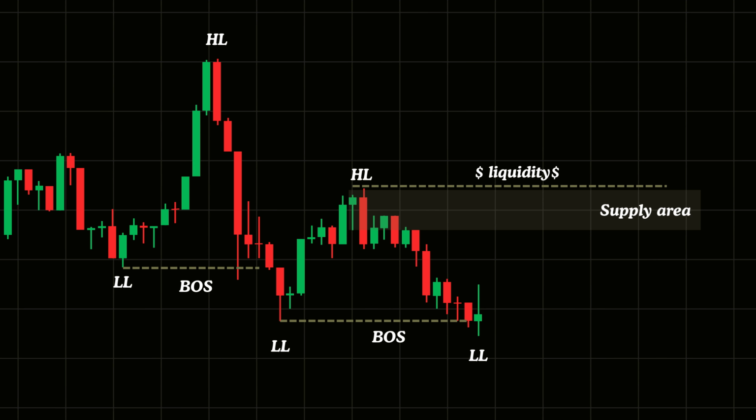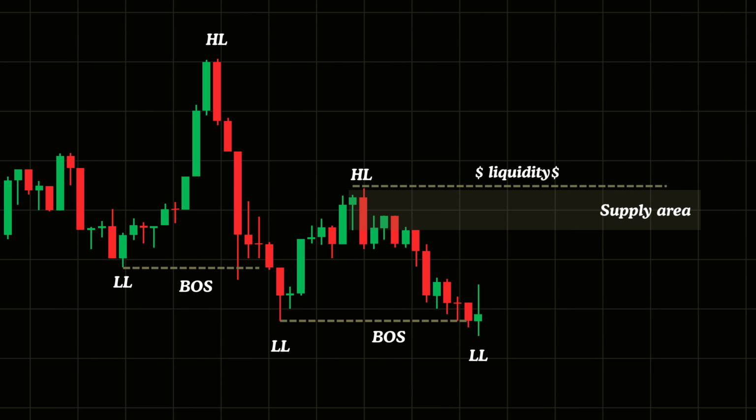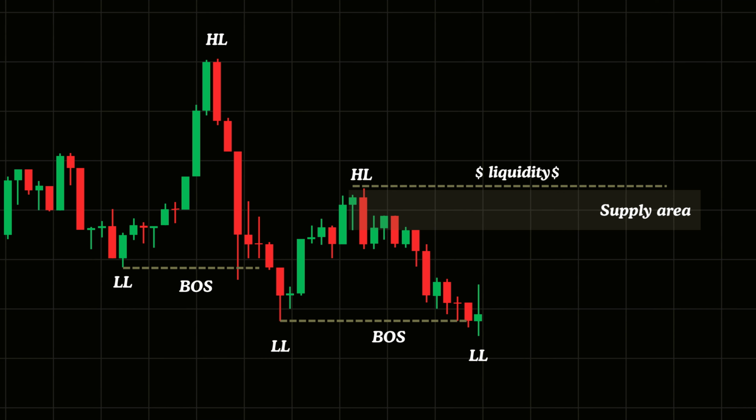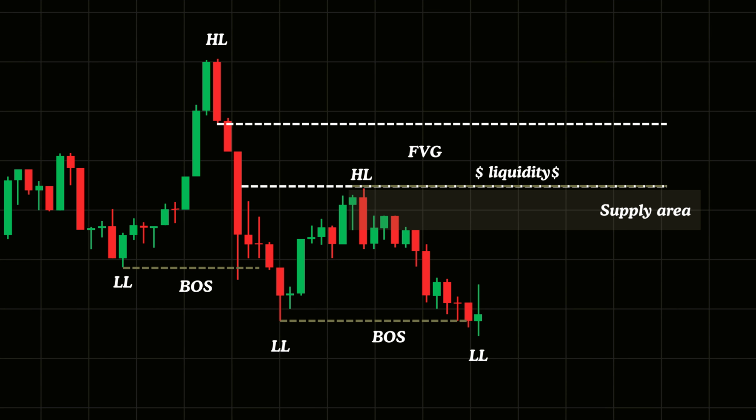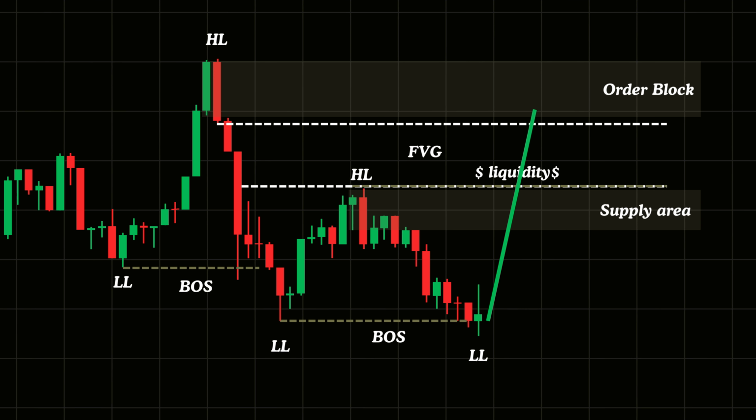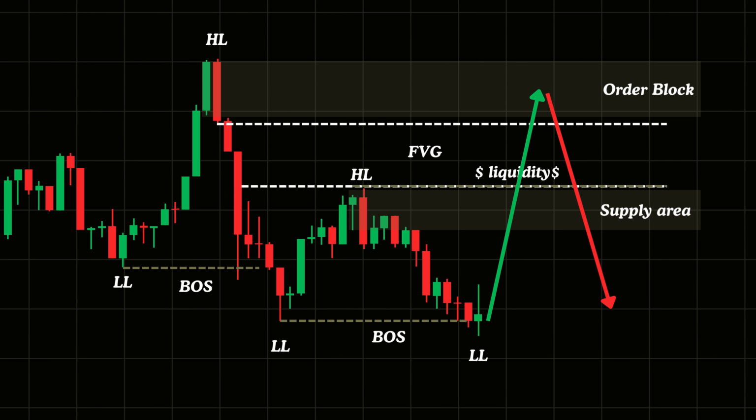However, if we shift our attention to the left side of the chart, we can clearly identify a clean fair value gap, FVG, situated within a well-defined order block. This area acts as a high-probability institutional supply zone.